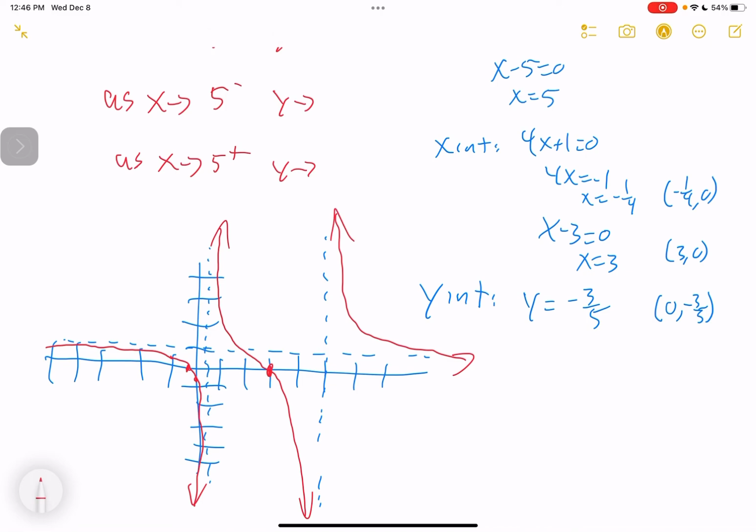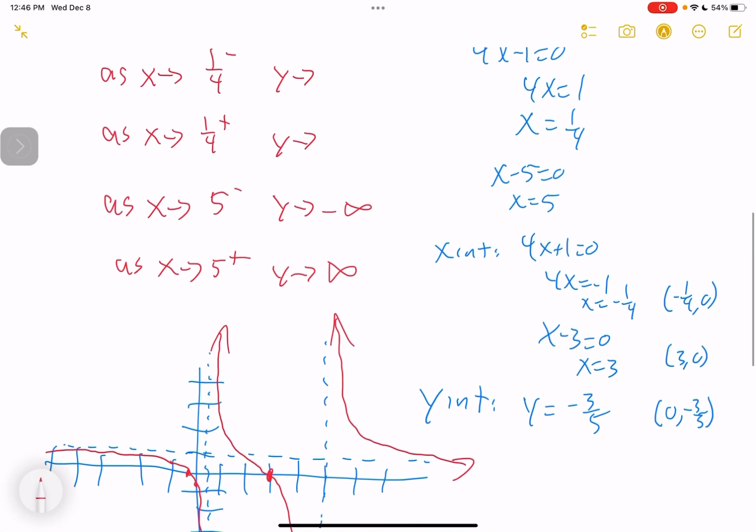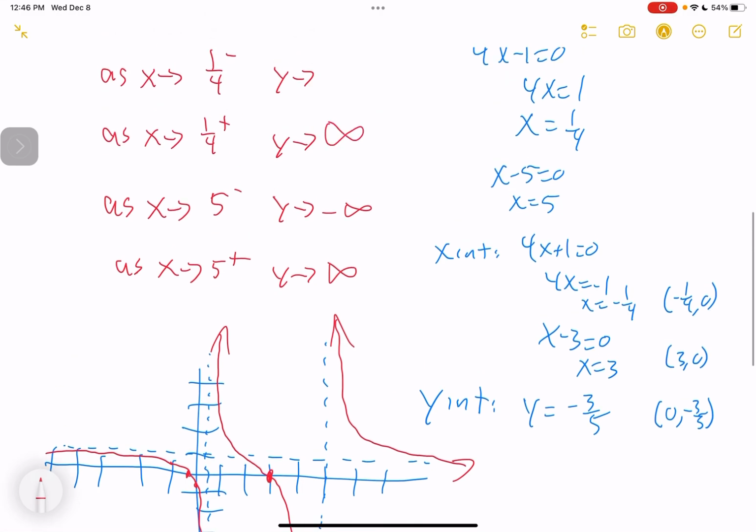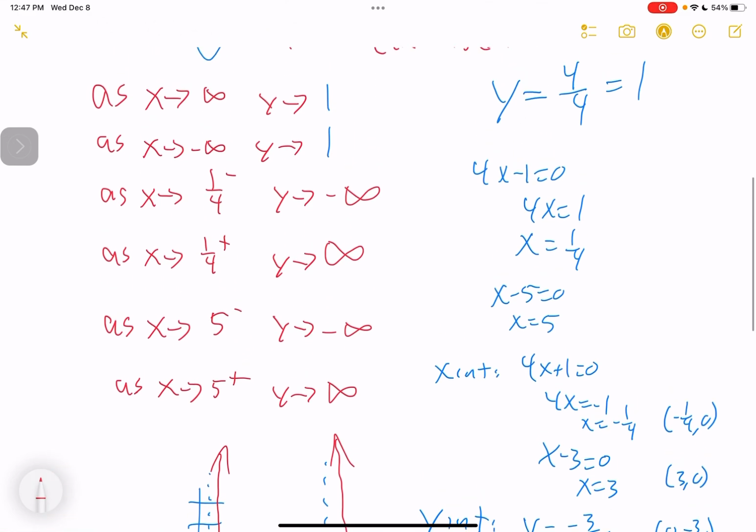So what we're asking is a couple different things. As we approach 5 from the right side, that's the plus, meaning from the right side, this is going up towards infinity. As we approach 5 from the left side, it's going to negative infinity. Likewise, as we approach 1/4 from the right side, with the little plus, it's going to positive infinity. As we approach 1/4 from the left side, it's going to negative infinity. And that's about it. So those are your answers.